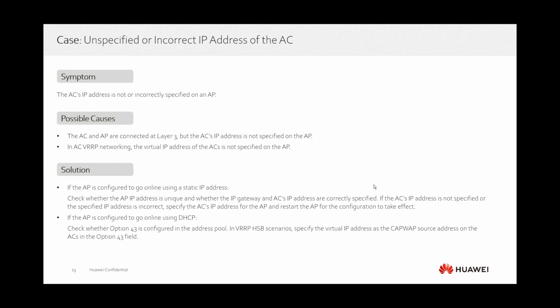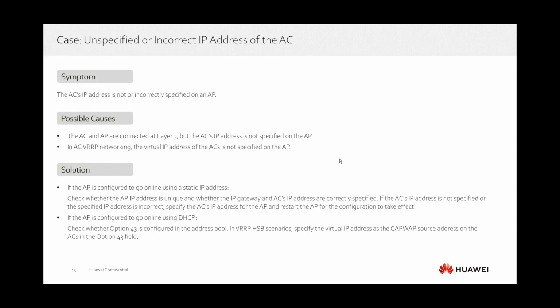On a layer 2 network, the AP can discover the AC in broadcast mode without the need to manually specify the AC's IP address. On a layer 3 network, however, you must specify the AC's IP address. Otherwise, the AP cannot discover the AC in broadcast mode. So two solutions are available depending on the AP onboarding mode configuration.